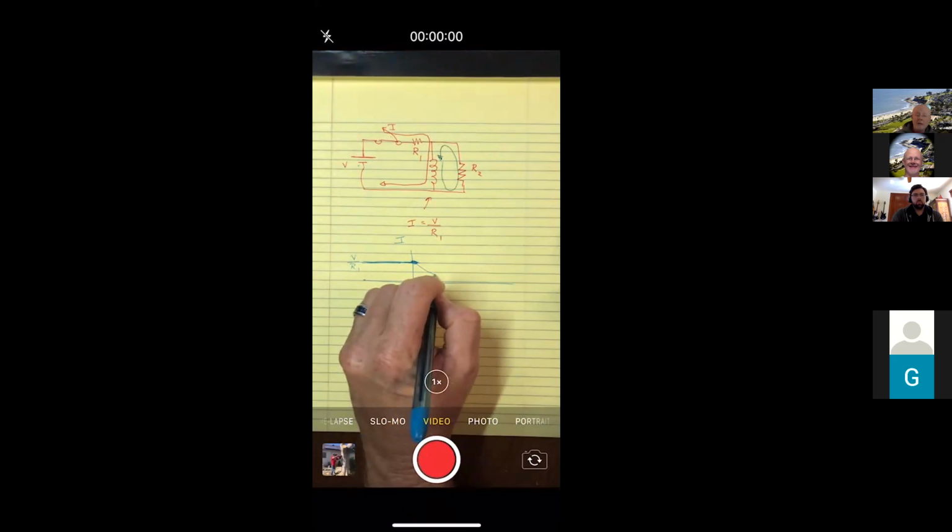Quick question. In this diagram, and the camera froze, it looks like, but in this diagram, when the switch is closed, why is it that no current goes through resistor 2? Why does it only go through the inductor? Now the key to that phrase, I'll reconnect the phone here, but the key to that phrase is after a long period of time.